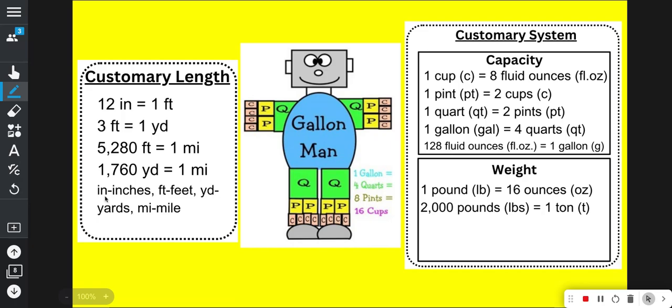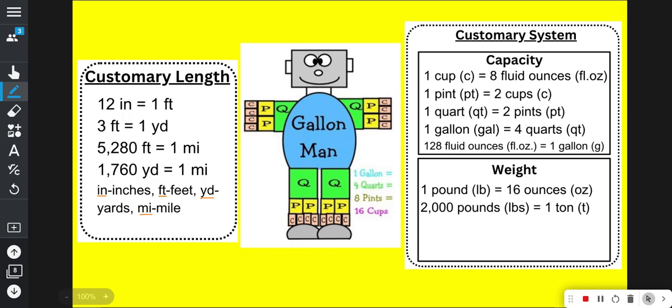Some abbreviations: IN is inches, FT is feet, YD is yards, and MI is miles. If you don't know these conversions, you need to memorize them, because if I asked you a question of how many feet is in 5 yards, you should be able to say, well, there's 3 feet in 1 yard. So 3 times 5 would get me 15 feet in 5 yards.